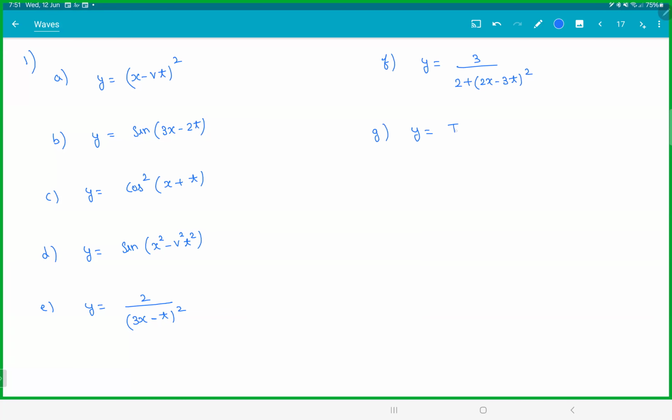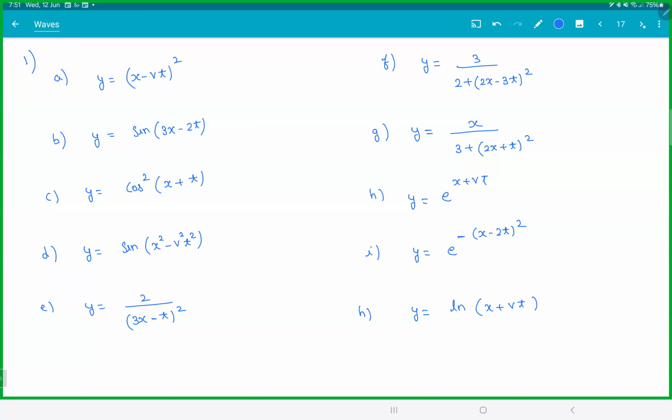Y is equal to x by 3 plus (2x plus t) whole square. Y is equal to e power (x plus pt). Y is equal to e power (x minus 2t) whole square. Y is equal to ln (x plus vt). Yeah, these should do, I guess.